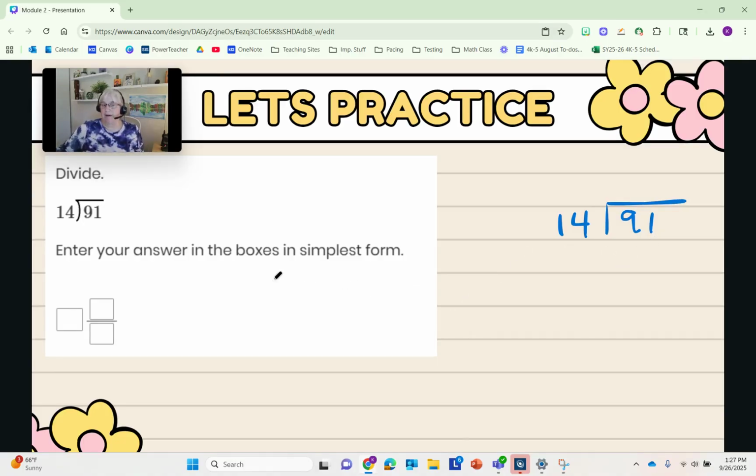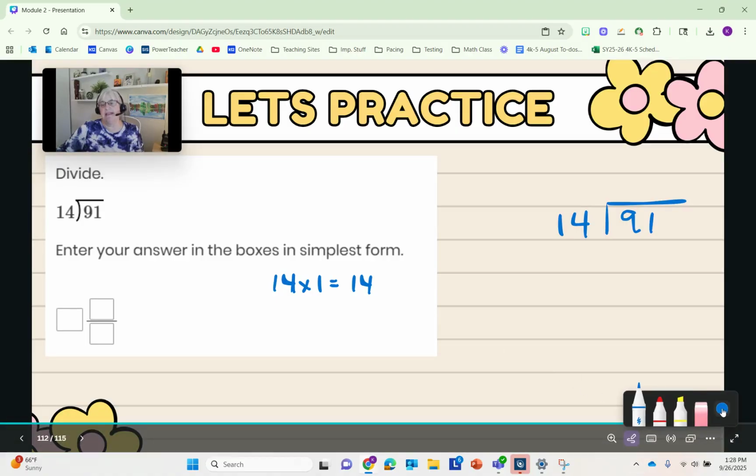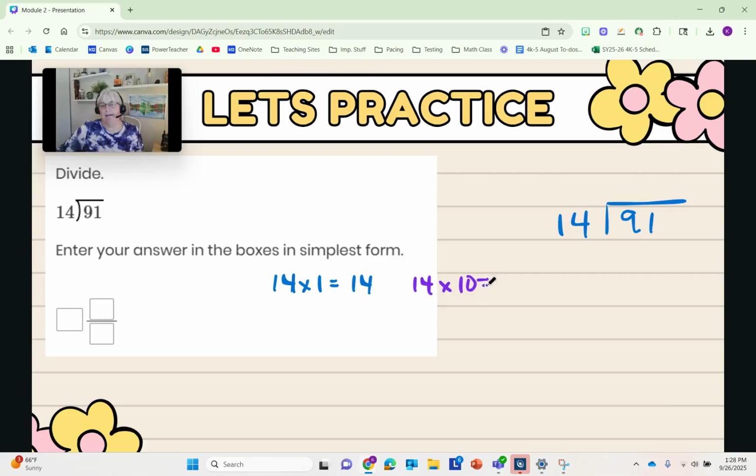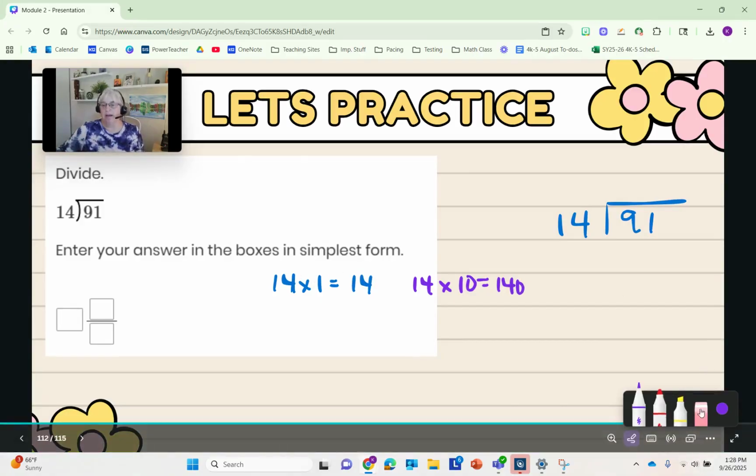If you remember, I start off with multiplying by powers of 1 and powers of 10 and usually powers of 100, but you're going to see with this example right away, I've multiplied 14 by 1 to get 14, and if I multiply 14 by 10, I get 140, which is already more than my total. So I know we're going to be dealing with multiples of 1. 14 times 1, 14 times 2, something between 1 and 9 to get 91. So let's see what we find that is close.